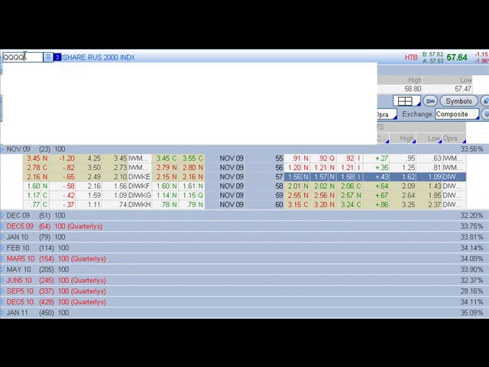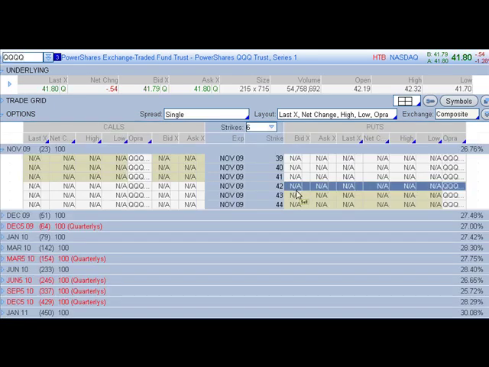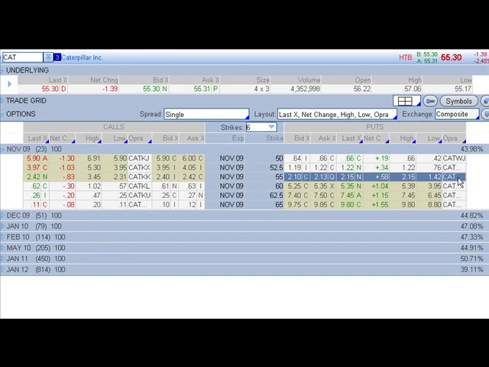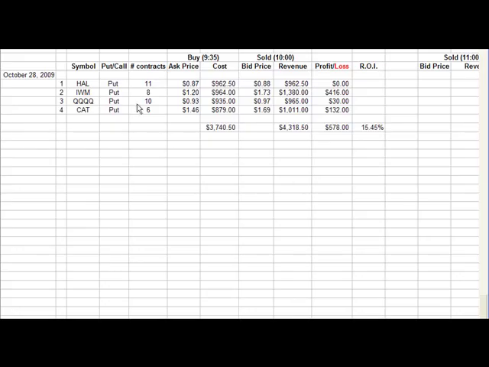Q's, we had the 42s, and eventually we'll see what they're worth. We paid 93 for them. Oh, they're $1.13. 113, and we had Caterpillar, we had the 55s, 210, and we paid 144. So let's see how we're doing. Here's how we would have done at 10 o'clock. We would have made 15.45%. Our 3,740 investment is now 4,318.50, so it's a $578 gain.